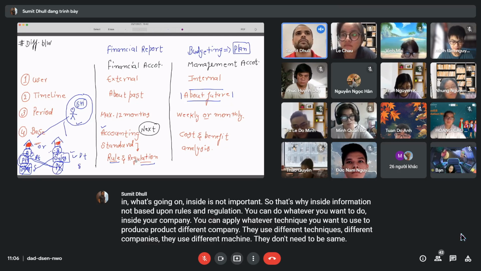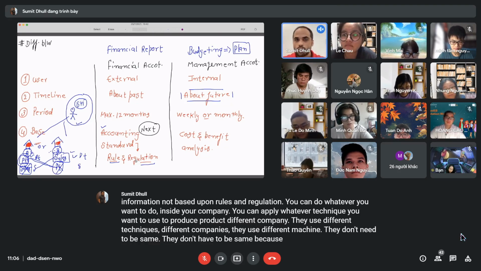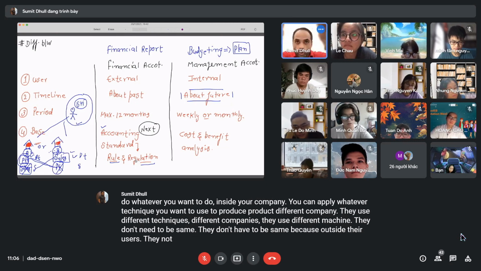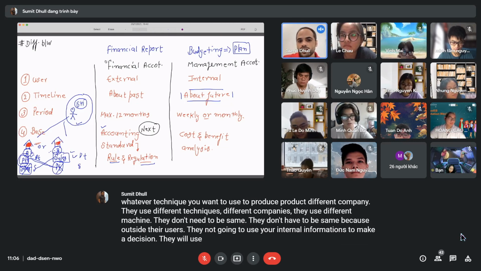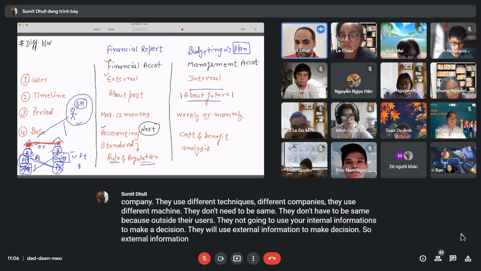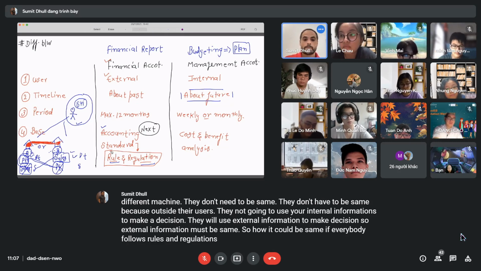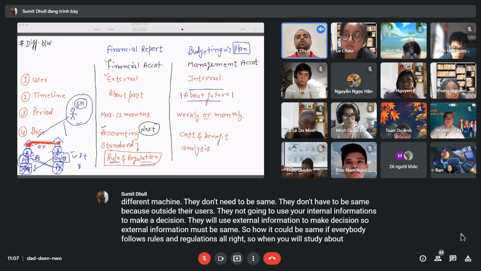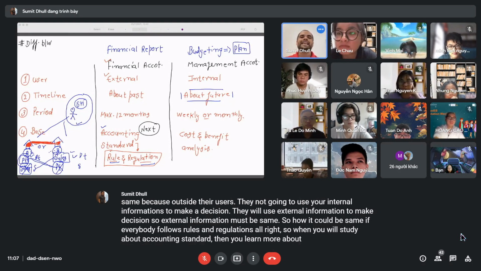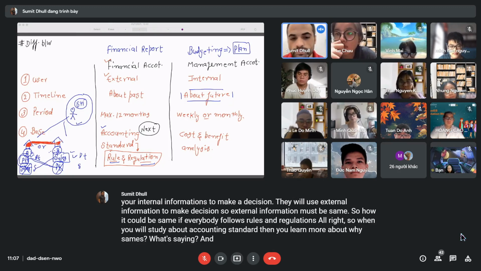They don't have to be the same, because outsider users are not going to use your internal information to make a decision. They will use external information to make decisions. So external information must be the same. So how could it be the same? If everybody follows rules and regulations. All right. So when you study accounting standard, then you learn more about why same, what same, and so on. Right.